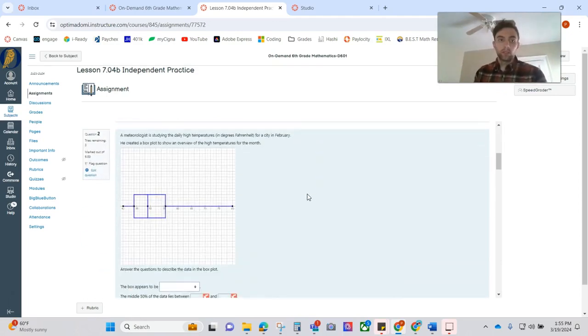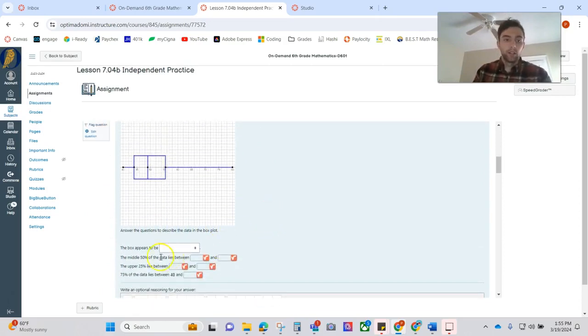Question 2. A meteorologist is studying daily high temperatures for a city in February. He created a box plot to show an overview of the high temperatures for the month. Here is the box plot. Answer the questions to describe the data in the box plot. The box appears to be skewed or fairly symmetrical.